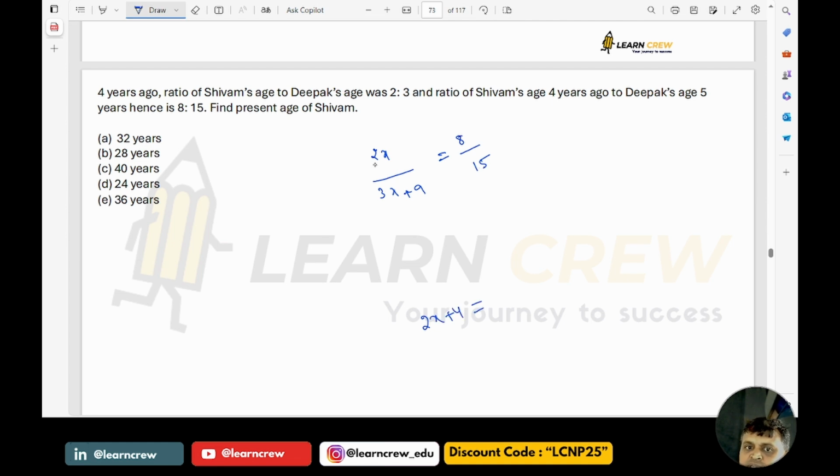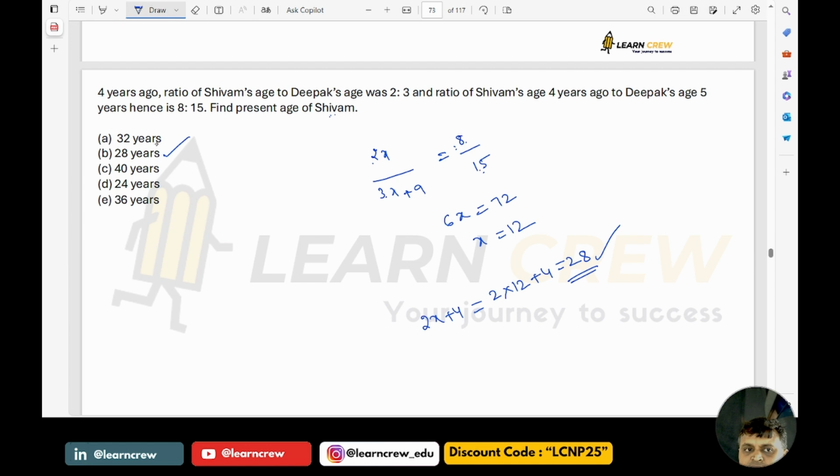Now if you see here, 30x minus 16x. 30x, 15 into 2, 30 minus 24 is 6x, which is 72. So 6x is 72 means x is 12. You need 2x plus 4, so 2 into 12 is 24, plus 4 is 28. 28 is the answer. You can go through the options also. The present age of Shivam is how much?